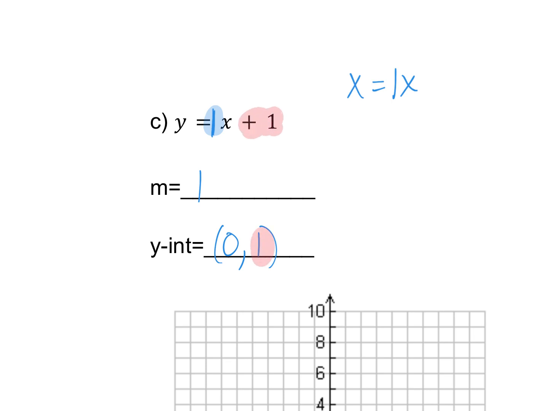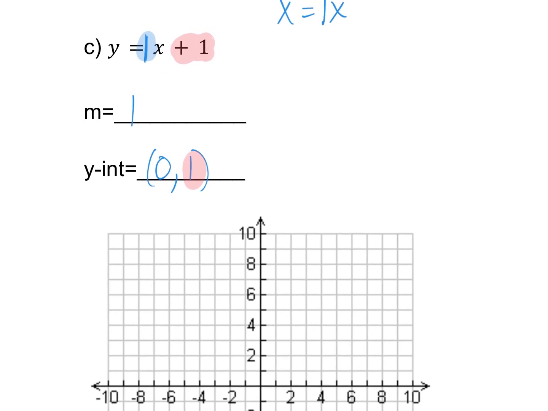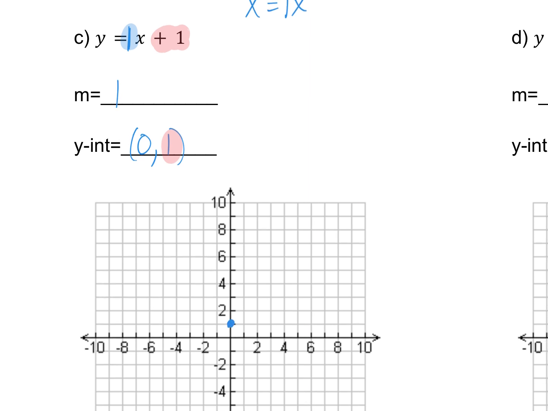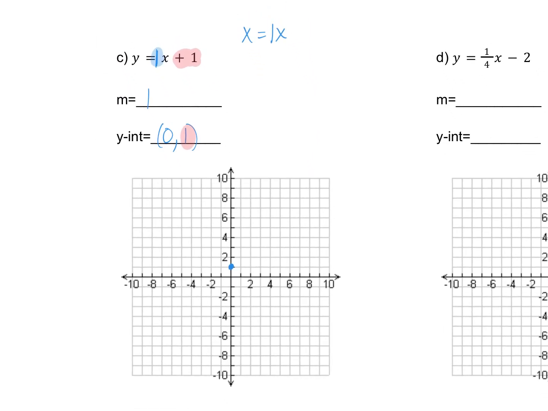Now let's start with our y-intercept, because that's where you always start. It's at (0, 1), which is right there. Then our slope is 1, which is the same thing as 1 over 1. Since it's positive, we're going up first. So up 1, right 1.